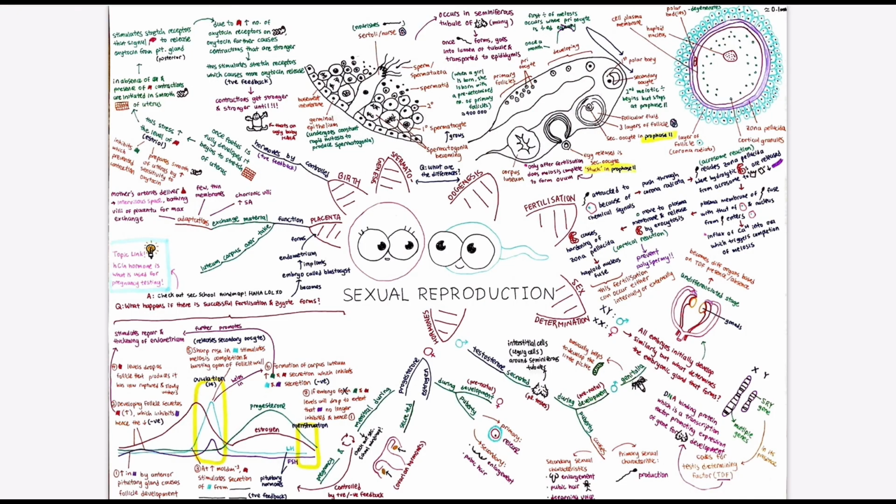This brings me to the end of my mind map on sexual reproduction. This is one of my longer mind map videos because sexual reproduction is a rather complex topic which touches on fundamental concepts such as hormones and homeostasis.